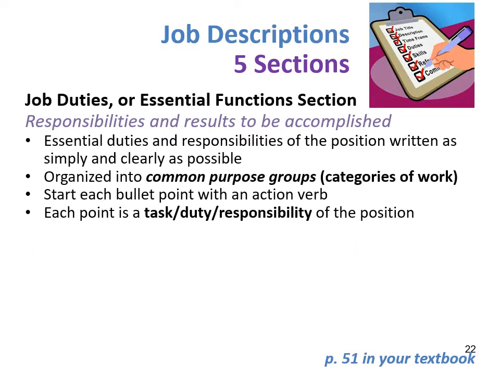The next section is the biggest part of the job description. It's the essential functions section, the job duties, and this is the responsibilities and the results, the level at which things are to be accomplished. So we talk about essential duties and responsibilities of the position, written as clearly as possible. We sometimes organize these into what's called common purpose groups or categories of work. The main idea here, though, is we start each bullet point, and this is all done in bullet points, with an action verb. And each point is either a task, a duty, or a responsibility of this particular position.